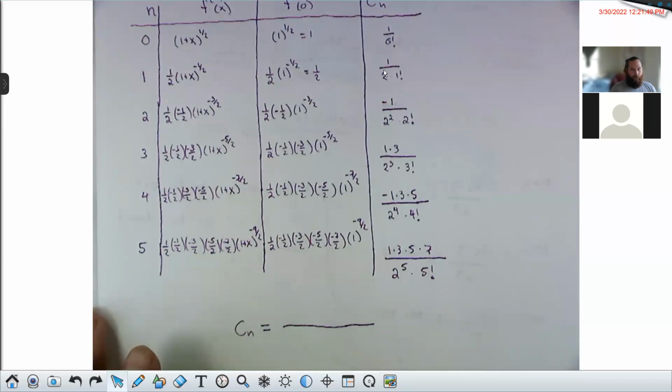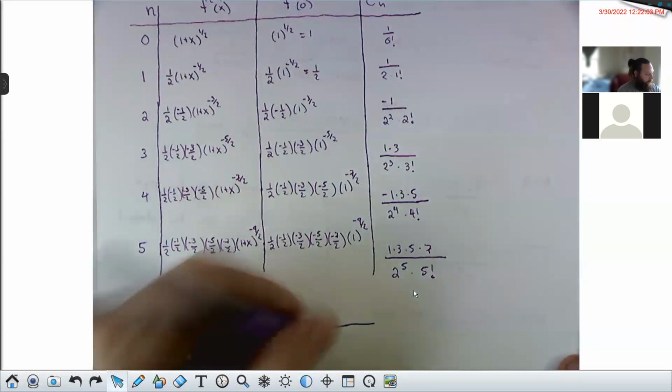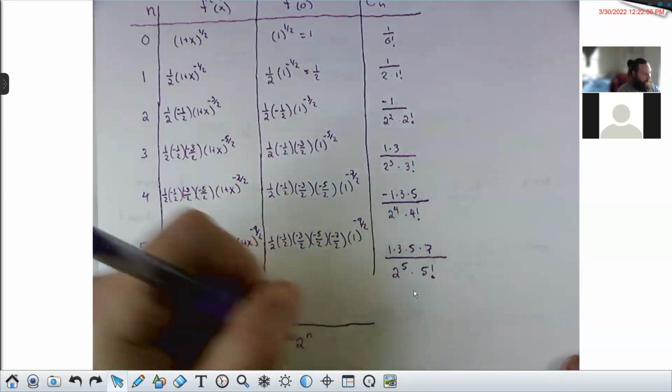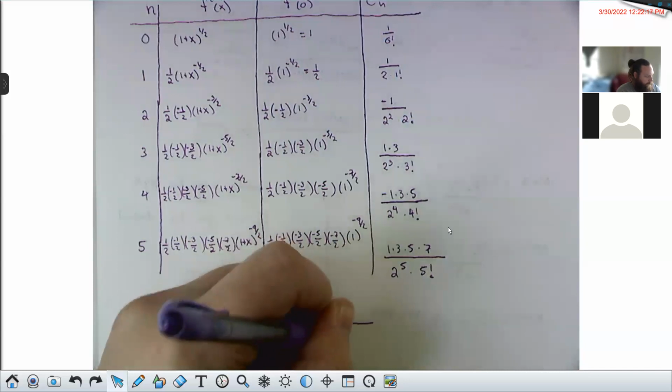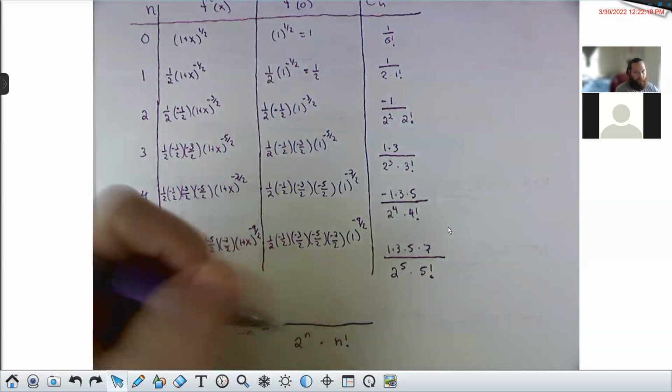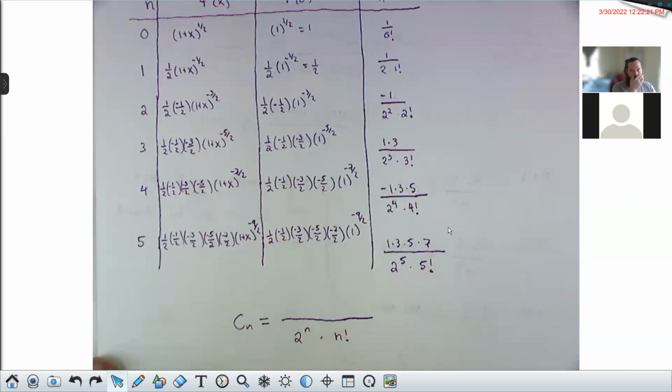When n is 1, I have a 2 to the 1. When n is 2, I have a 2 to the 2. When n is 3, I have a 2 to the 3. When n is 4, I have 2 to the 4. When n is 5, I have 2 to the 5. I am confident that the denominator has 2 to the n. Similarly, I've got 0 factorial, 1 factorial, 2 factorial, 3 factorial, 4 factorial, 5 factorial. My denominator is definitely 2 to the n times n factorial.